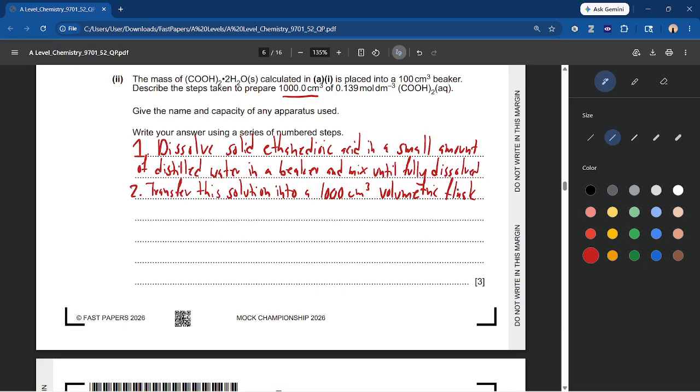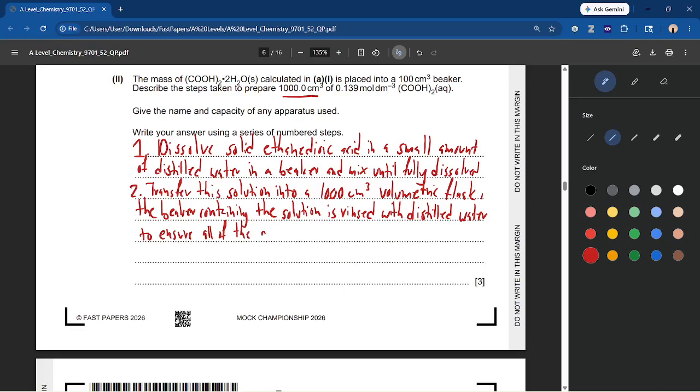3. The beaker containing the solution is rinsed with distilled water to ensure all of the solution is added.